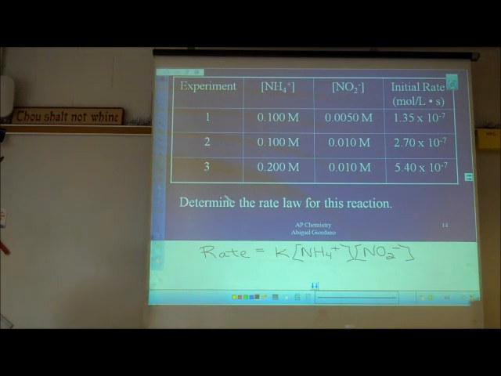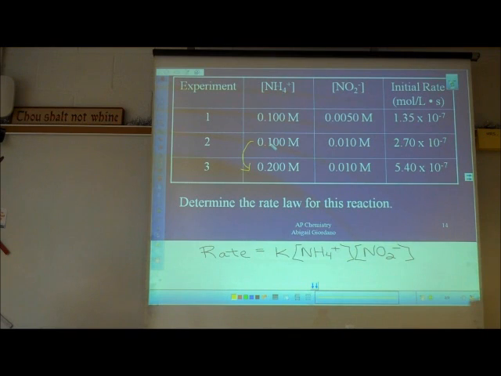So, tell me this. I want you to look up in this chart. We'll start with the ammonium. Tell me which two out of these three experiments should we compare where ammonium's concentration changes but nitrite remains constant? Okay, 2 and 3. Sounds good.